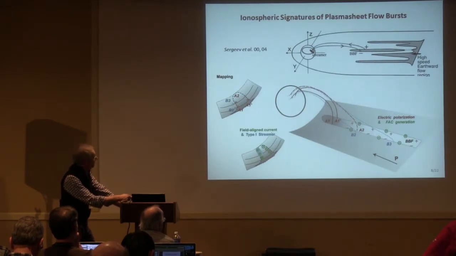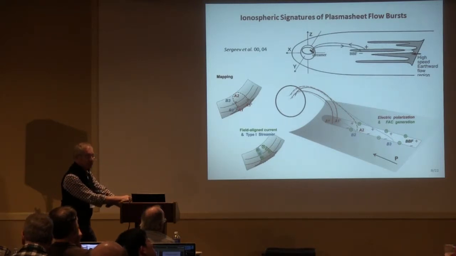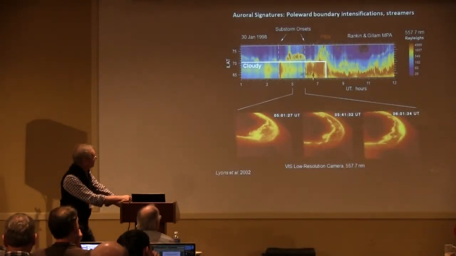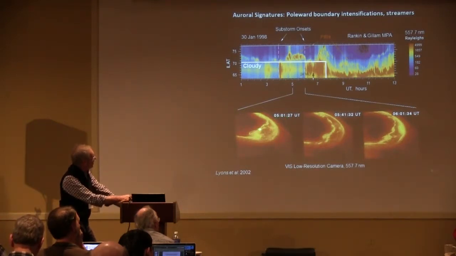Okay, coming back down to the ionosphere now, we know that these fast flow bursts have signatures in the ionosphere. They look something like this. We see a very disturbed polar cap, with poleward boundary intensifications along here. This is a fairly slow cadence image from the polar VIS camera.